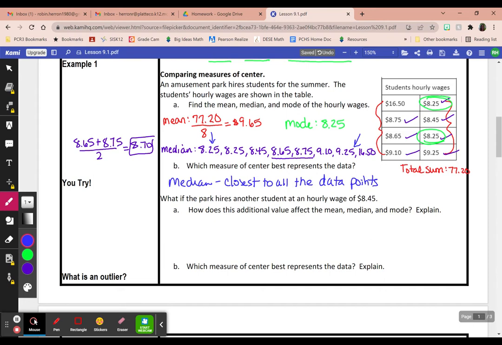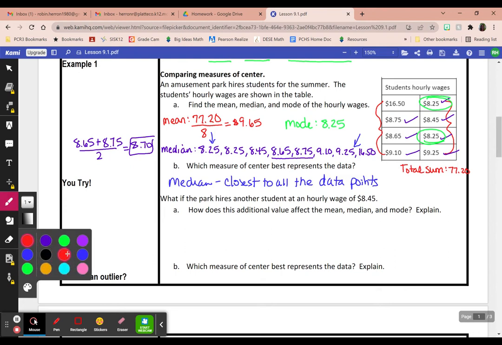The mean is a little bit high and the mode is kind of low, so we want to pick the one that best represents it. Okay, so it says, what if the park hires another student at an hourly wage of $8.45? How does this additional value affect the mean, median, and mode? Explain.